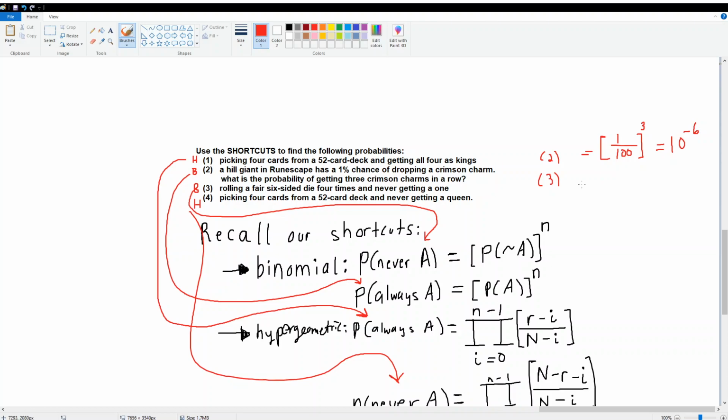Our third one, we're asking for the chances of not getting a 1. Well, the chances of not getting a 1 are 1 minus 1/6 by the complement law. Chances of getting a 1 are 1 out of 6, so complement law, 1 minus 1 out of 6. And we're rolling it a total of 4 times. This will be equal to 5 out of 6 to the power of 4. And if you wanted to put that in decimal form, that would be about 0.482.